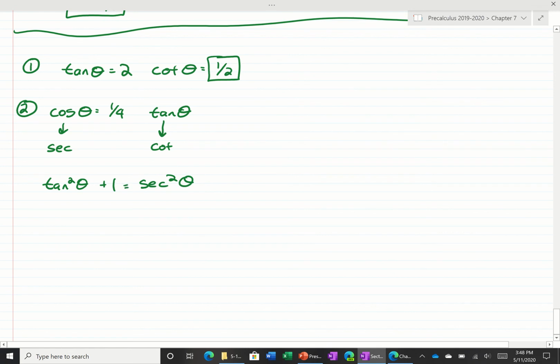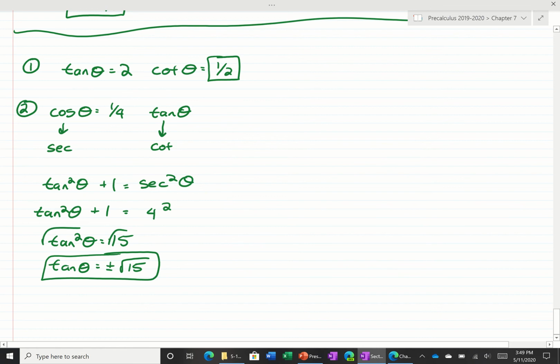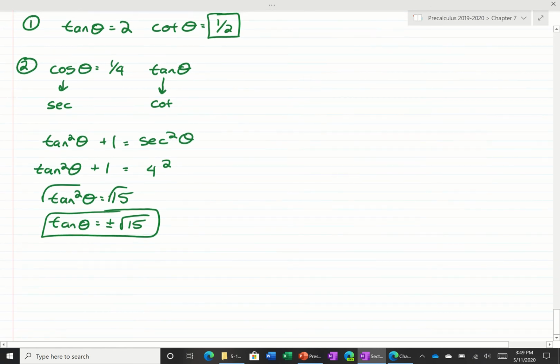So if cosine is 1/4, that means secant would be 4. So tangent squared of theta would equal 16 minus 1 is 15. So that would give us the tangent of theta would be plus or minus the square root of 15. Or, I'm sorry, that was number 3 because we're doing the odds. Problem number 5.